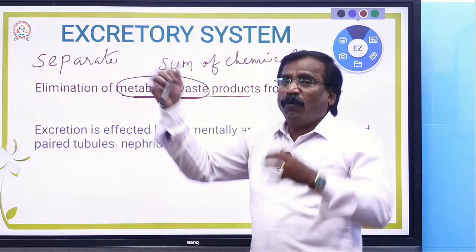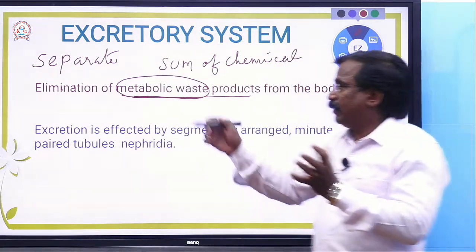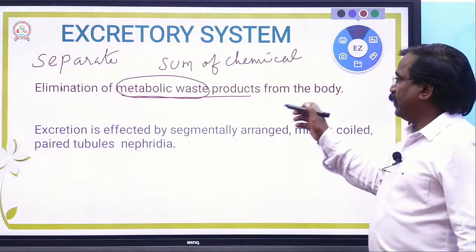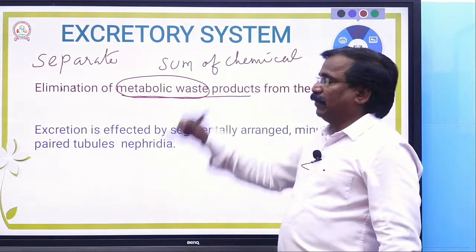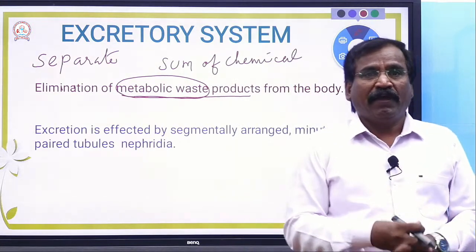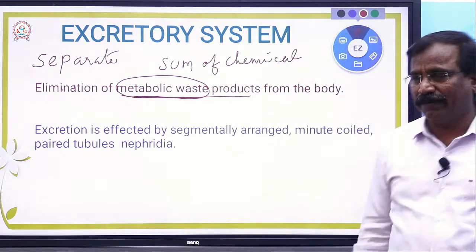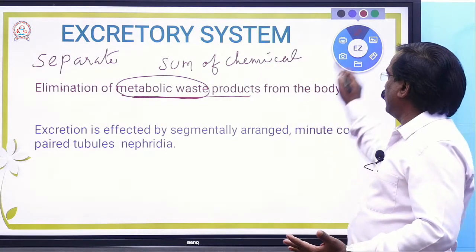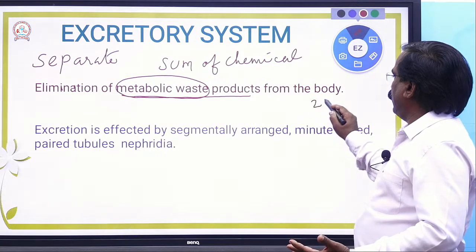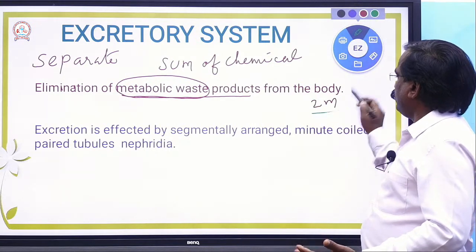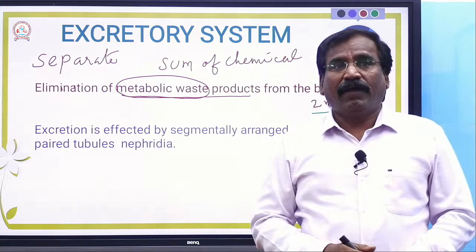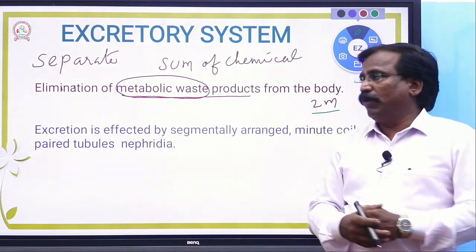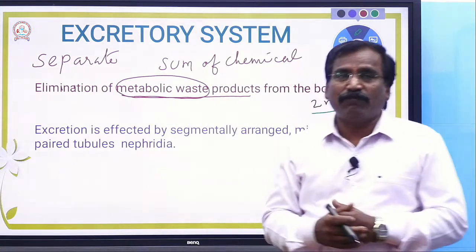Some organs of the body separate that waste and throw it out of the body, eliminating it. That phenomenon is called excretion. That's all, very simple. So define excretion. Maybe it's a 2 marks question. Define excretion. What is excretion? You say now. Separation and elimination of the metabolic waste product from the body.